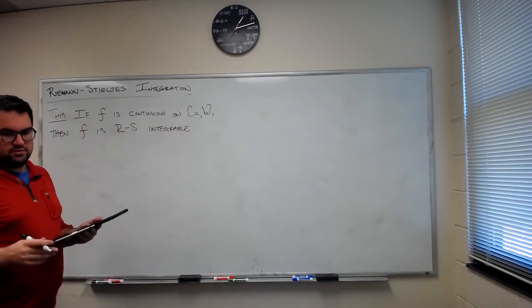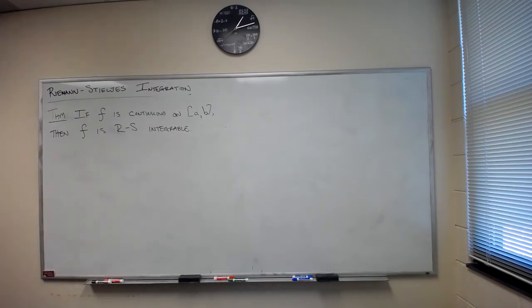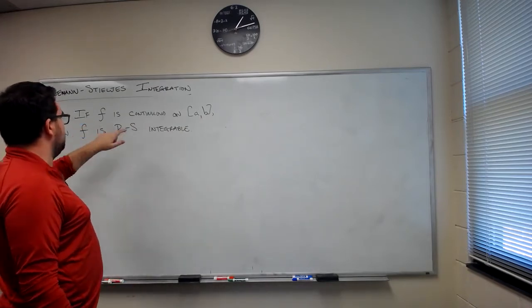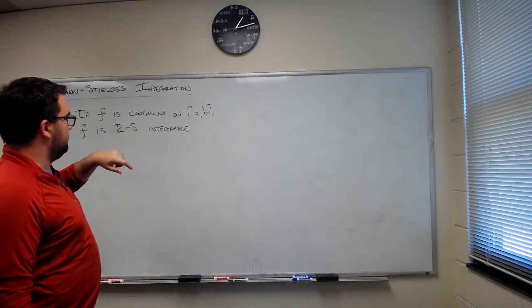Okay. So first, let me point out this is one directional, right? This says if f is continuous on AB, then f is Riemann-Stieltjes integrable.